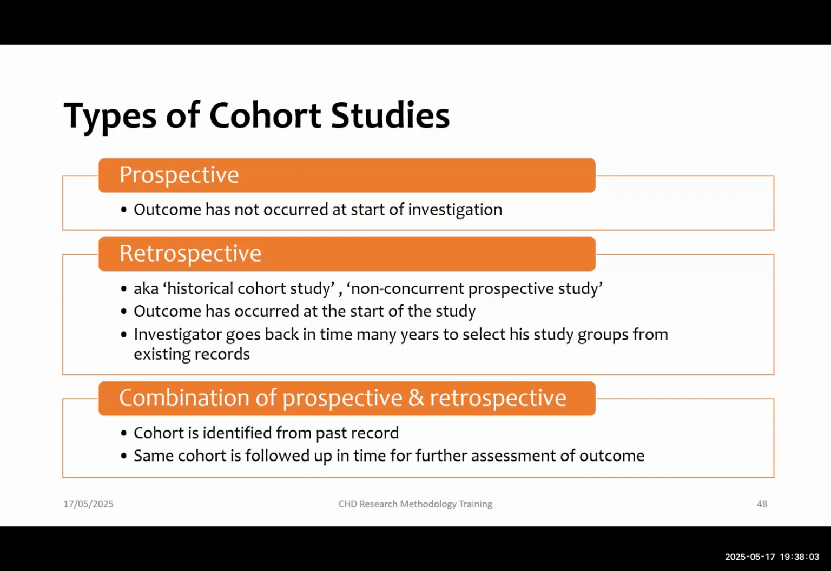Then you have the combination of prospective and retrospective cohorts, where the cohort is identified from a past record, and the same cohort is also followed up for further assessment. A typical example is the case of the nurses in the diagram that we saw below. They have the obese ones and the lean ones. When you start at the beginning of the study, nobody has the disease, none of them had cancer. Then you follow them up to find out those who have the disease and those who do not. That's a prospective cohort. In a retrospective cohort, you now have those who have the disease.